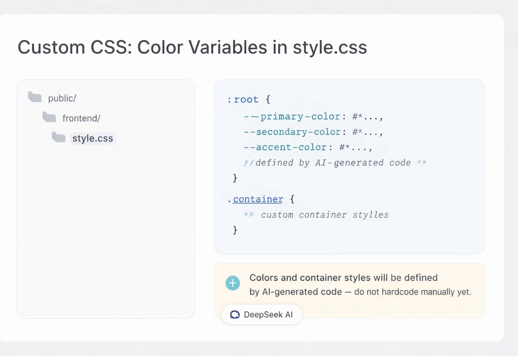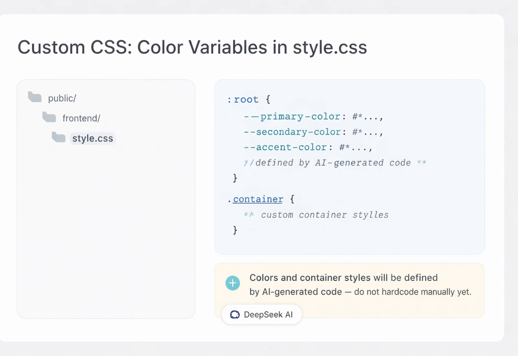The instructor creates a dedicated CSS file at public/frontend/style.css. The idea here is to define CSS custom properties, also called root variables, for colors and container styles. However, the instructor makes a deliberate decision.